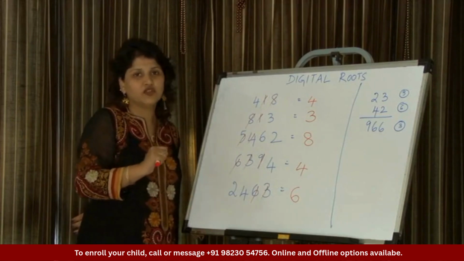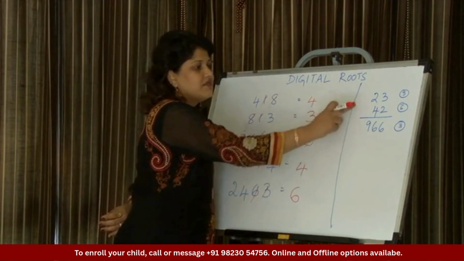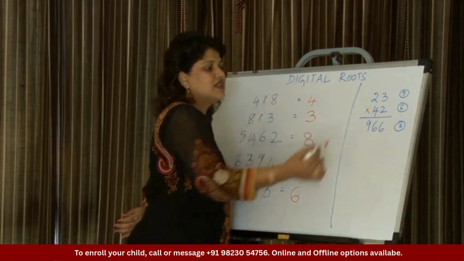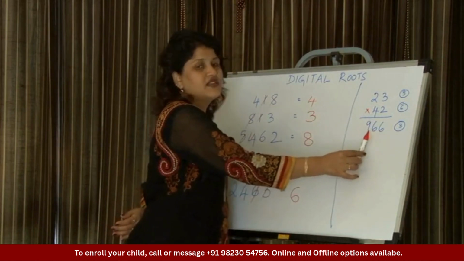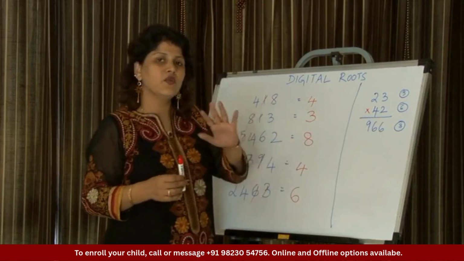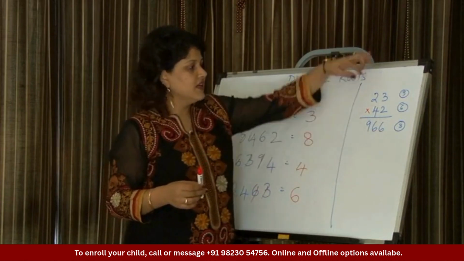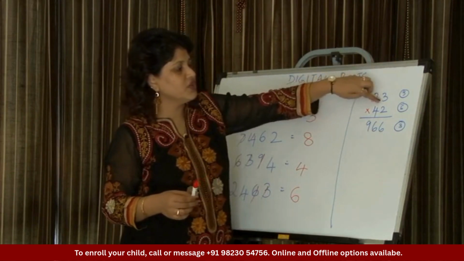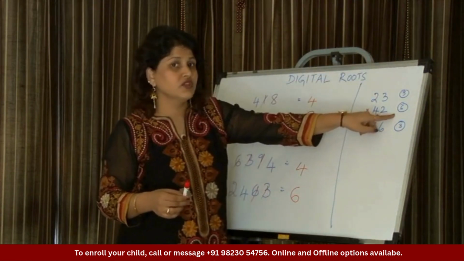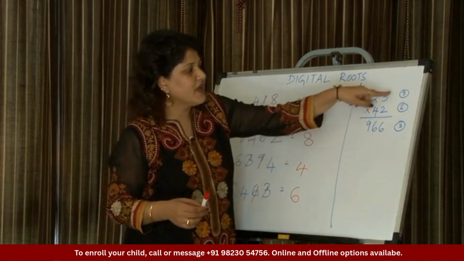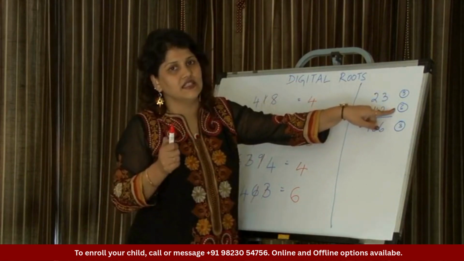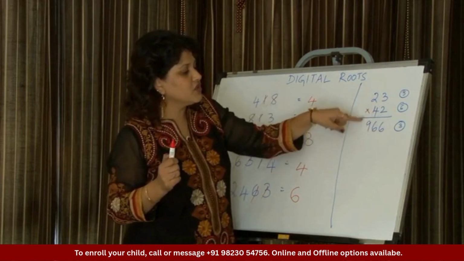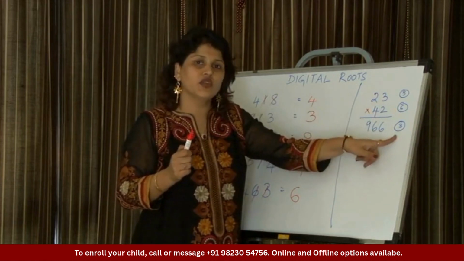Now the application of this is, suppose you've done a sum, 23 into 42. You've used vertical and crosswise and multiplied the two and got 966. How do you verify this? Very simple. Digital root of 23 is 5. Digital root of 42 is 6. What have you done? Multiplied. So you multiply 5 and 6, which is 30. Digital root of 30 is 3. So the digital root of your product has to be 3.